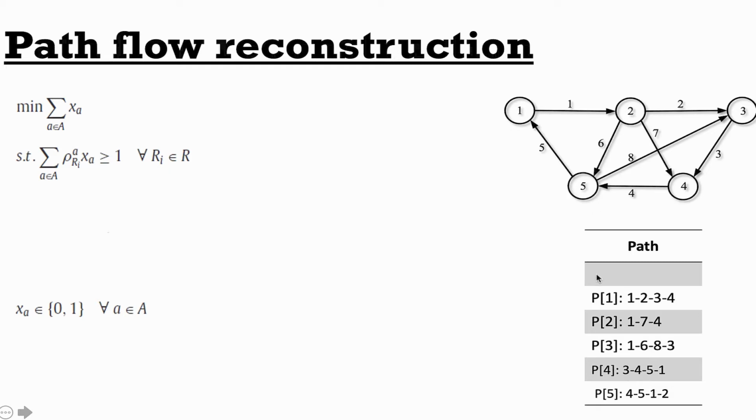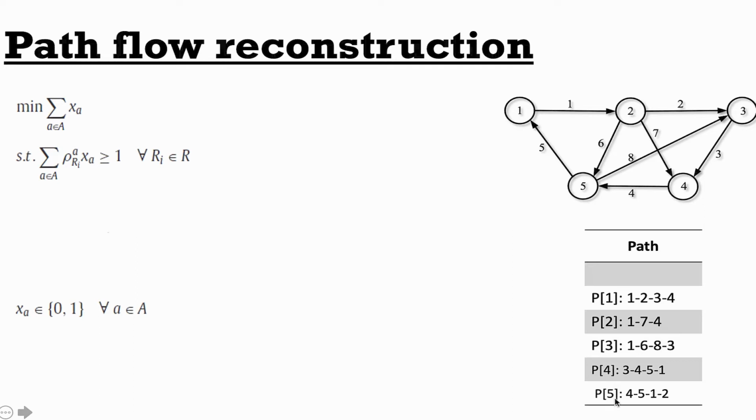Another path, for instance, path 2 includes link 1, 7, and 4, which means link 1, then we get to link 7, then we get to link 4, which means this path connects node 1 to node 5.